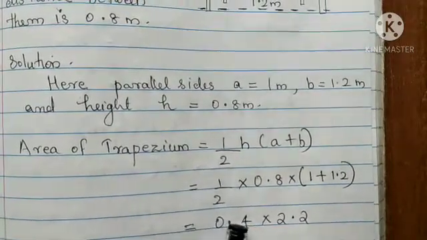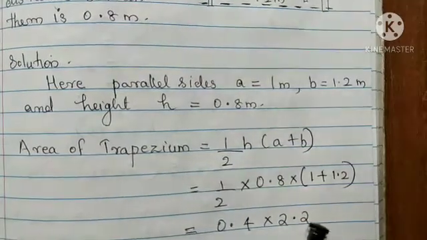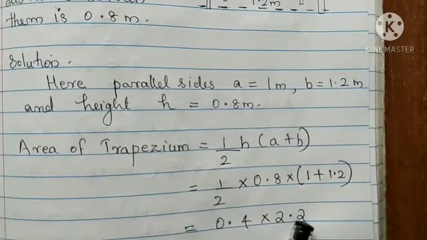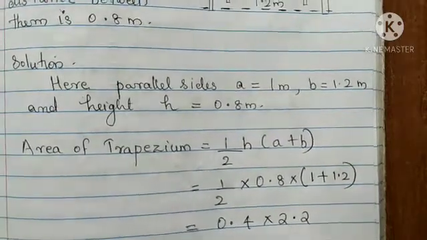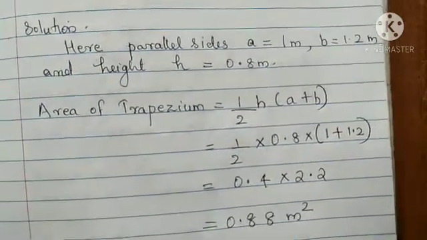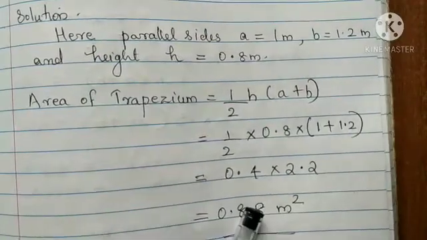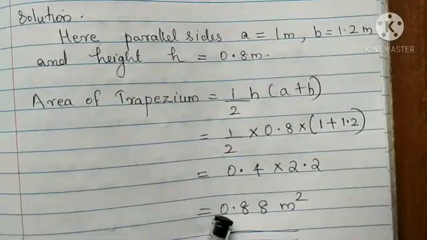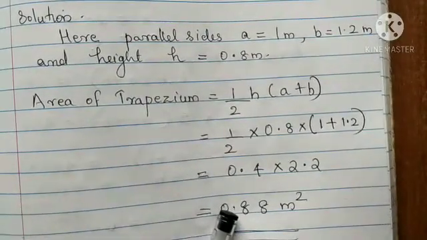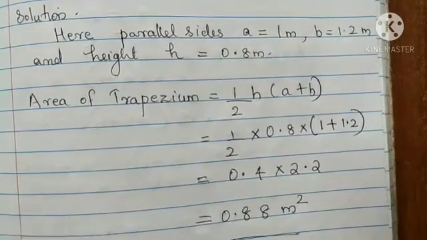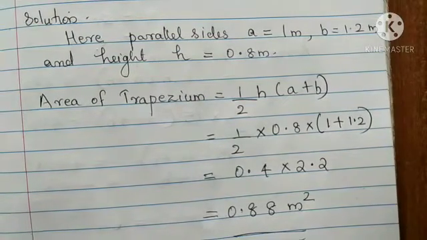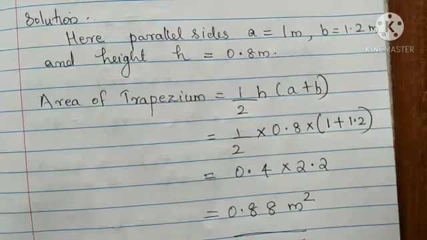How many decimal places are here? Here 1, again here 1. So total 2 decimal places. So after multiplication we should move 2 decimal places from right. Then we will get the answer 0.88 meter square, because the given measurements are in meter. This is a direct problem, very easy. Apply the formula and apply the values in the formula.